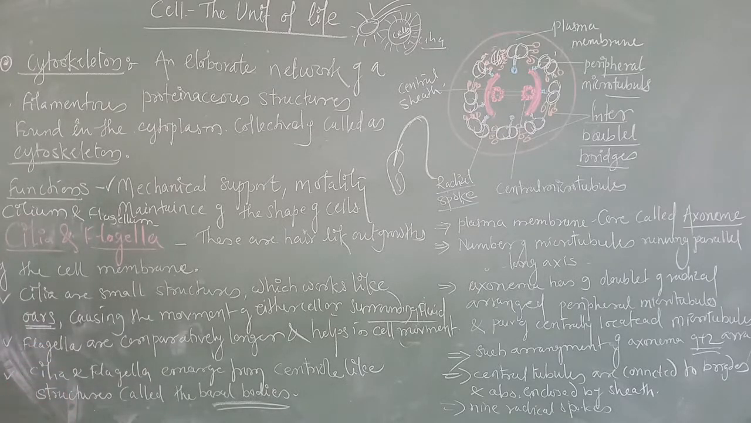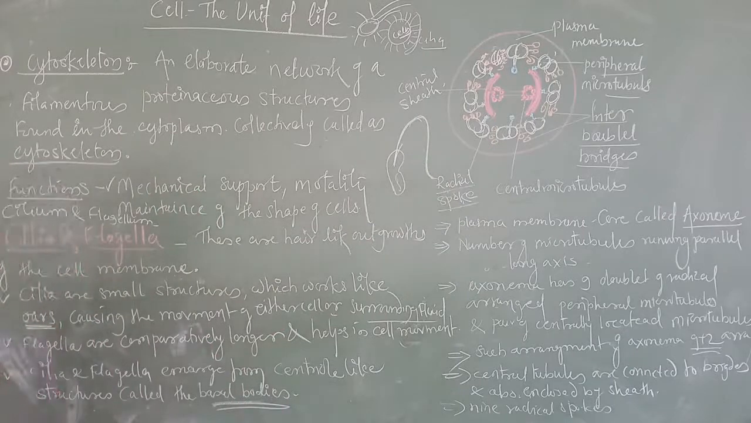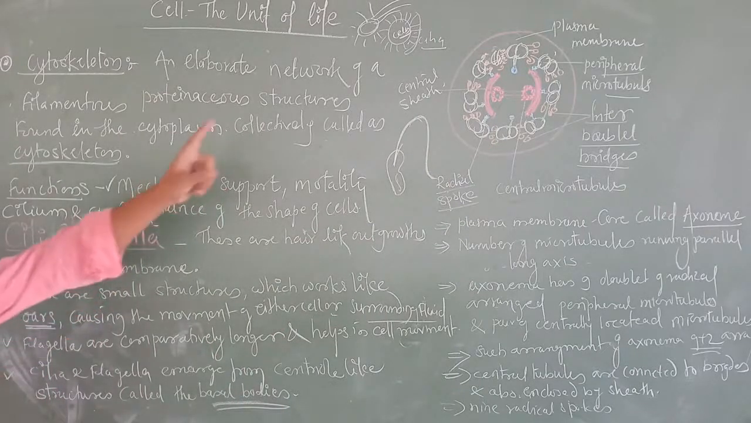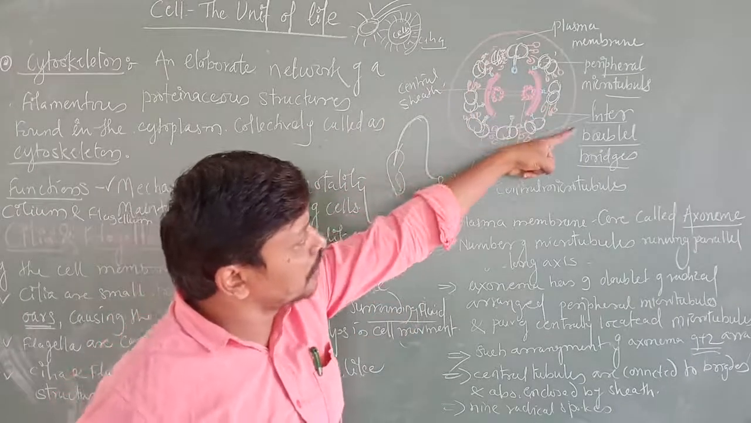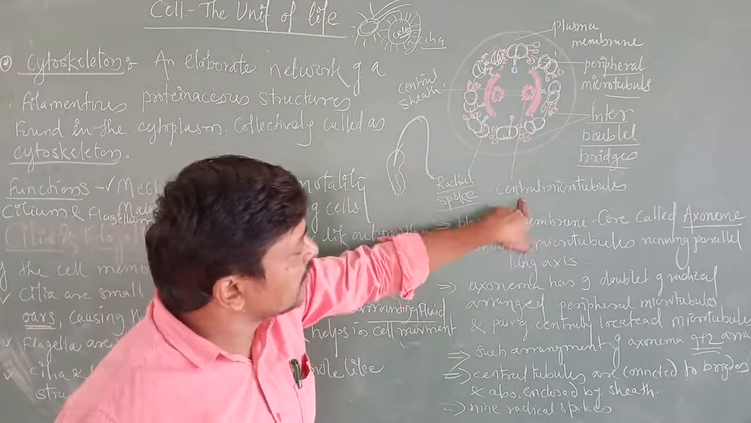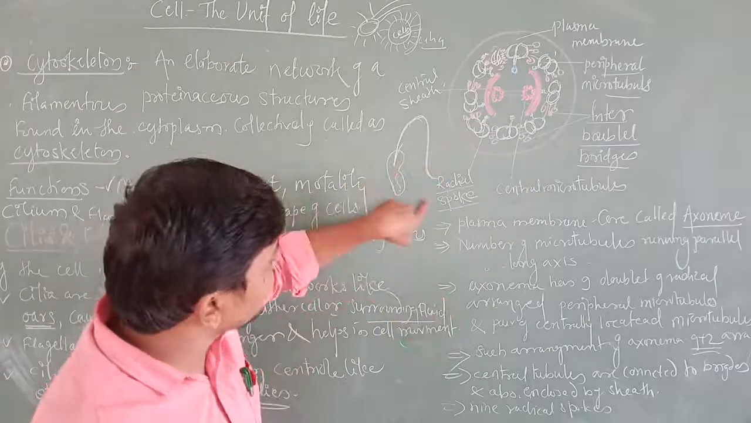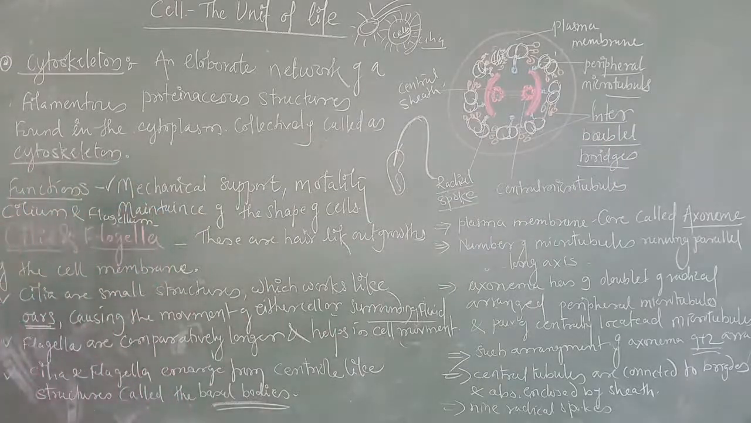Likewise, we are going to remember the structure of cilia and flagella. Sometimes they are going to ask you to draw a neat labeled diagram of the section of a cilium and flagellum. At that time you draw the 9 peripheral microtubules, then the 9 interdoublet bridges, then the pair of central microtubules, then 9 radial spokes, the central sheath, and then the plasma membrane. This is about the structure of cilia and flagella.